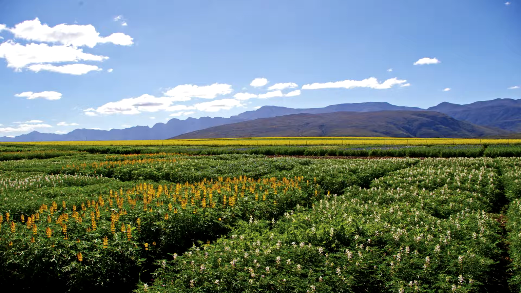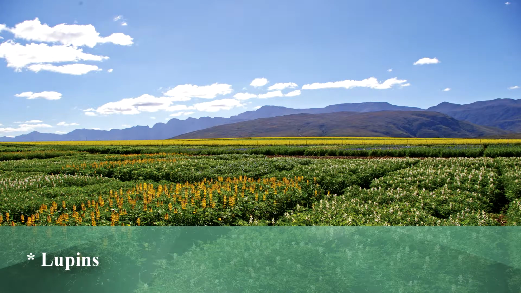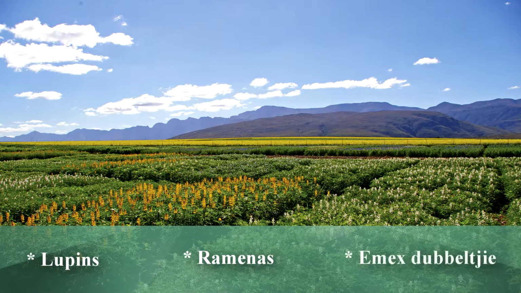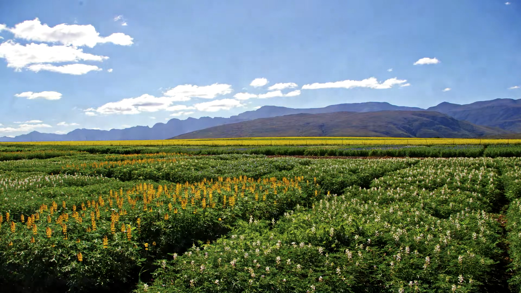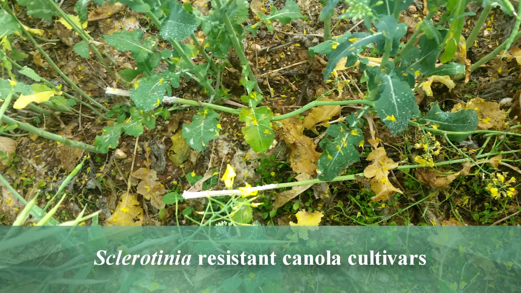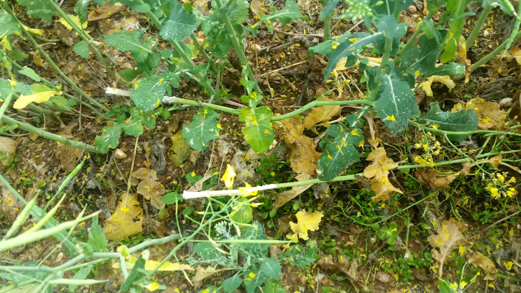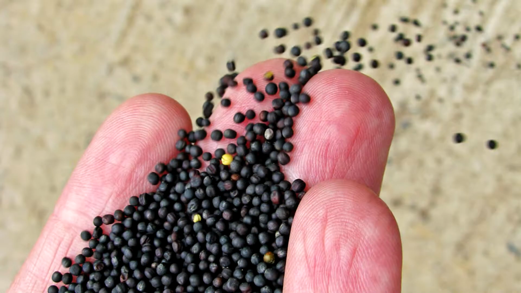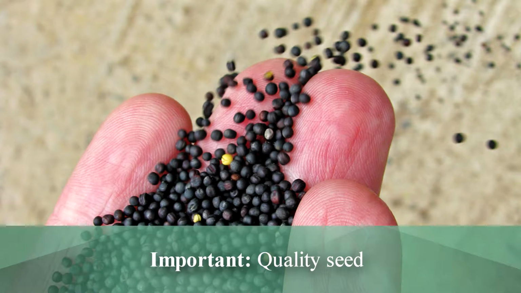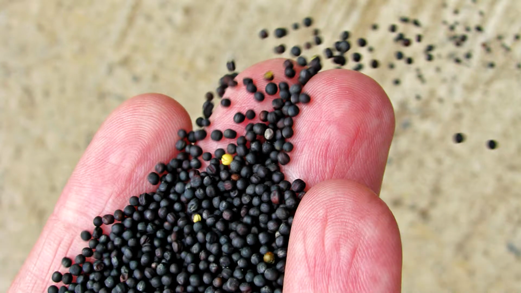Other broadleaf crops, for example lupins, and weeds like Ramenas and MX Dibbelkie can serve as host plants, resulting in Sclerotinia infecting fields. No Sclerotinia-resistant canola cultivars are available in South Africa. Use quality seed. The danger of introducing Sclerotinia to the field with farm-retained seed does not warrant the risk.